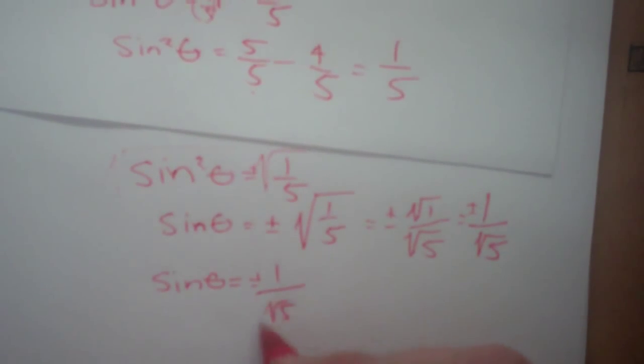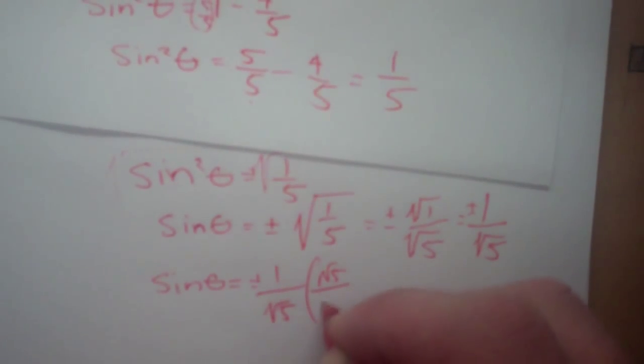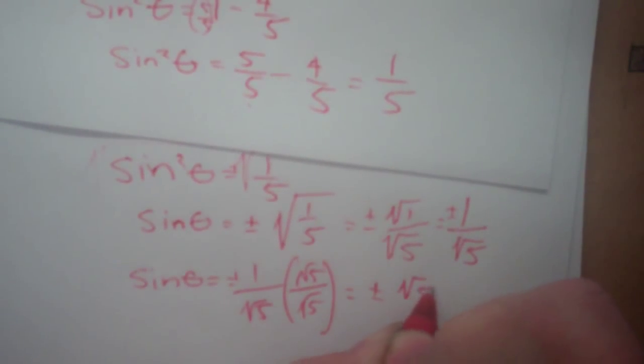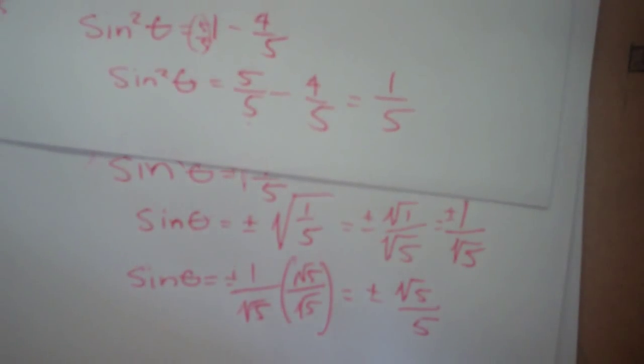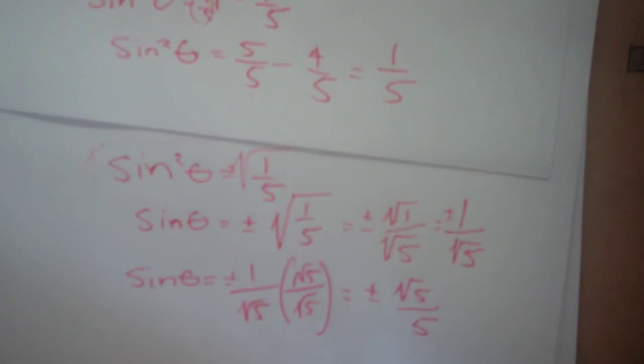We don't like this radical in the denominator, so we will rationalize that. Radical 5 over radical 5. This becomes plus or minus radical 5 over 5. Now what about this plus or minus? Should we use the plus or should we use the minus?